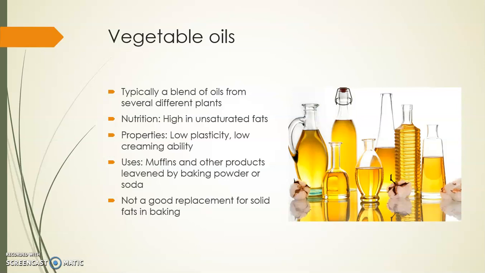Vegetable oils are pretty much exactly what they sound like. They're just oils from plants. And if it's labeled vegetable oil, it probably contains a blend of oils from different plants. Oils are liquid at room temperature, which should tell you they are high in unsaturated fats. They have a very small plastic range and very low creaming ability, so they really can't be used to replace your solid fats in baking. They won't mold as well and you'll end up with too dense of a texture.